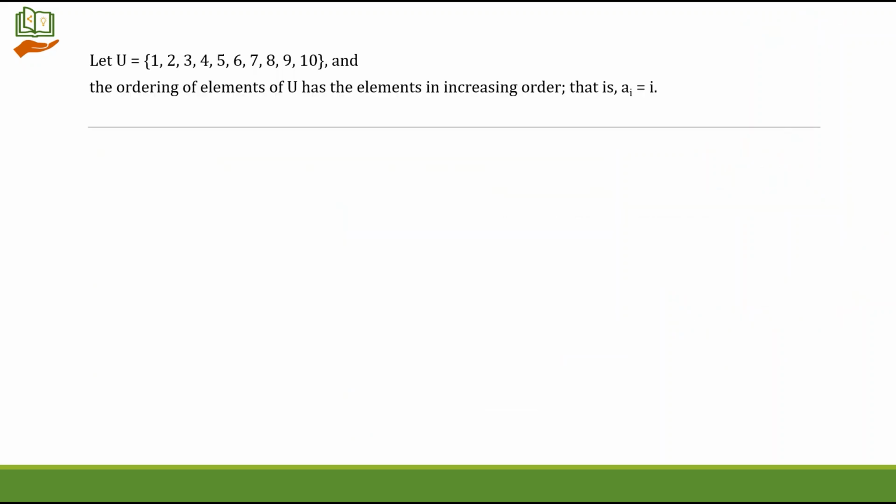Now let's take an example here. Let U be 1, 2, 3, 4, 5, 6, 7, 8, 9, 10, the example that we saw just now. And the ordering of the elements of U has the elements in increasing order, that is, ai equals i. So what is this ai? This is A1, A2, A3, up to A10. When they say ai equals i, it means A1 equals 1, A2 equals 2, A3 equals 3, and it goes on till A10 equals 10. This is how they are mentioned in terms of ai equals i.